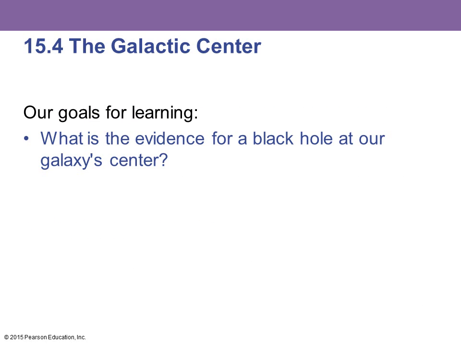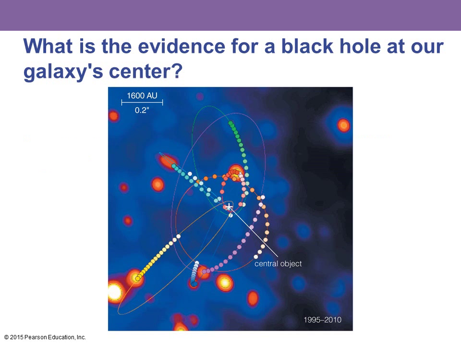So finally, let's look at the galactic center. What's the evidence for a black hole at our galaxy's center? This is one piece of evidence that we'll look at in just a minute. But as you can see, where we think the center of our galaxy is could possibly be a black hole. And we have these objects apparently orbiting what appears to be that black hole.